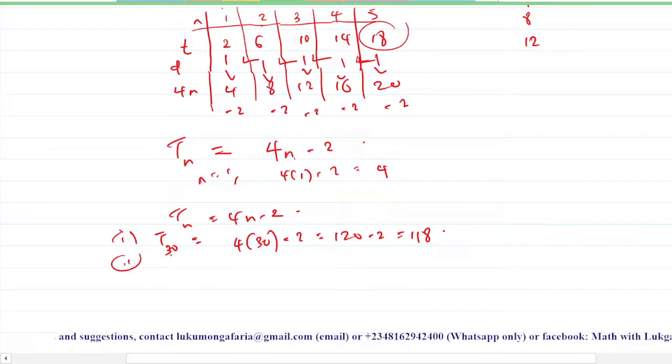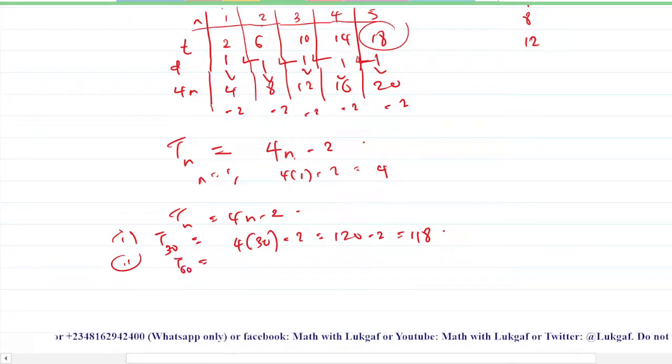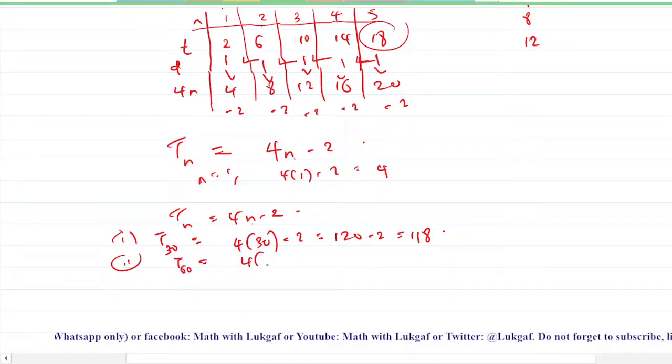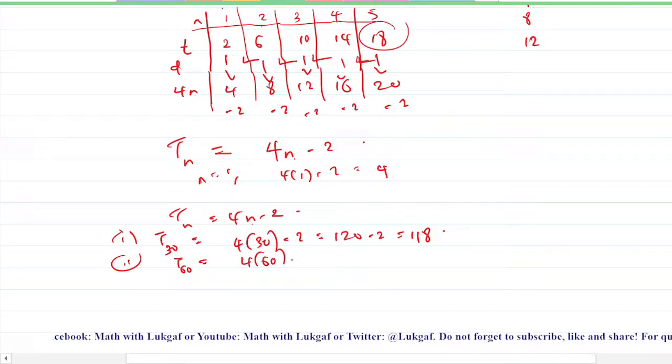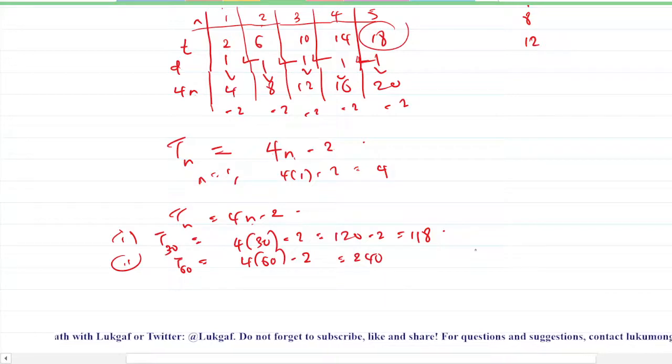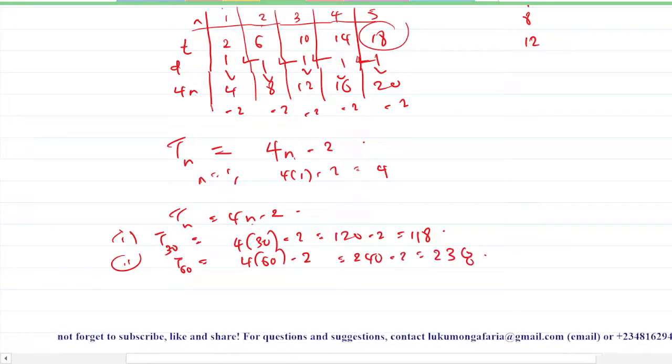Then the second one, we are asked to find the 60th term. Then your T60 means where you see n here, you substitute the value of 60. That will give me 4 times 60 minus 2. That's 240 minus 2, which gives me 238. Can you see it is very simple?